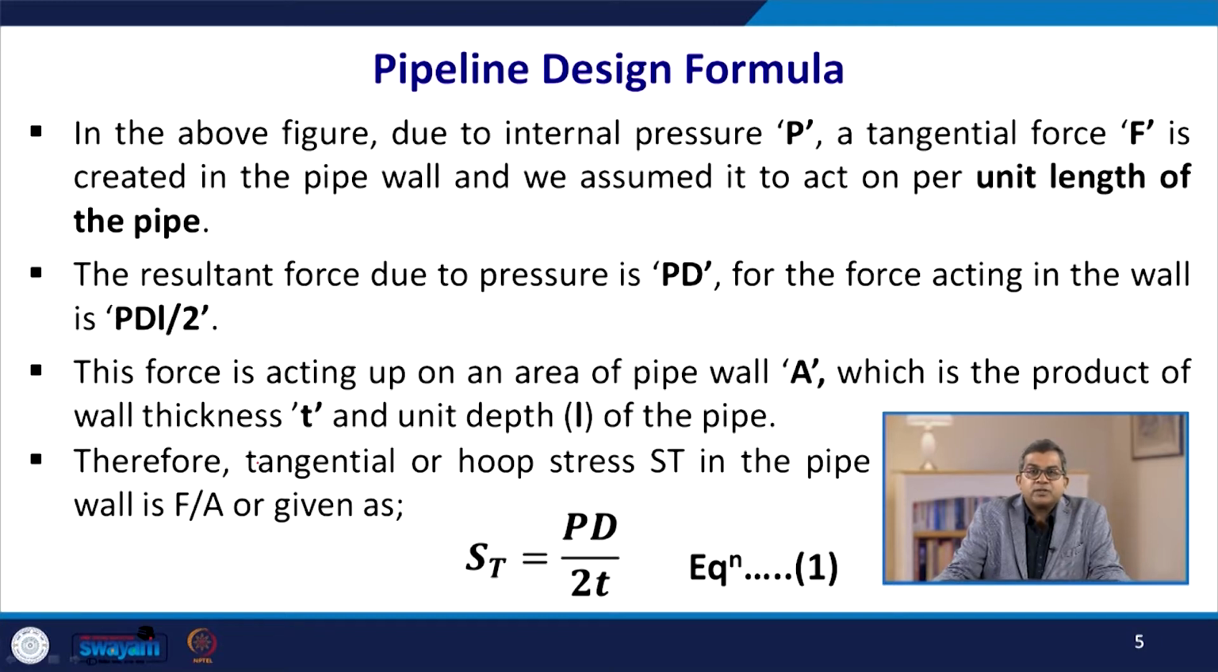The resultant force due to pressure is P d, and the force acting in the wall is P d i by 2. This force is acting on an area of pipe wall which is A, the product of wall thickness t and the unit length L of the pipe. Therefore, the tangential or hoop stress St in the pipe wall is F over A, and it is given as St is equal to Pd over 2t, and that is equation number 1.